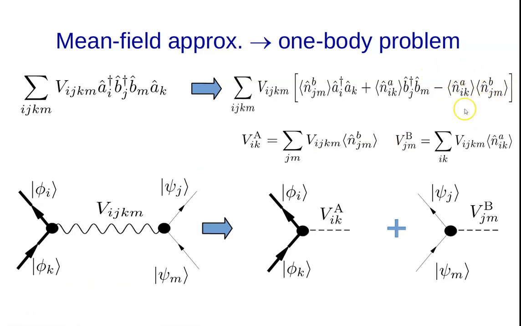Notice that I kept this minus N_ik, which is the average values of Na and Nb, summed over I, J, K, and M with this as a prefactor. So this is more like a constant value, but I'll keep them just so that we keep the count of terms here. But let's go back to the chicken and egg problem and see how we deal with it.